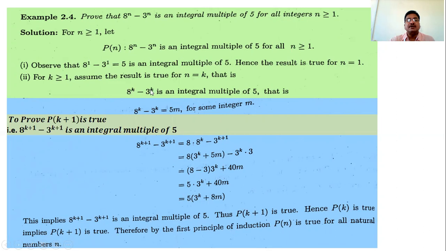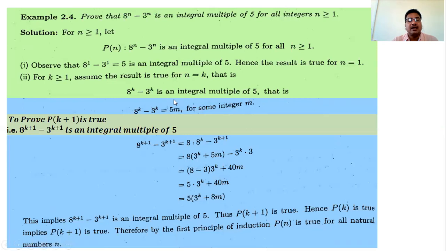What is your assumption? That 8 raised to k minus 3 raised to k is an integral multiple of 5, means it is a multiple of 5. That is, 8 raised to k minus 3 raised to k is expressed in the form 5 into some integer. That is 5 into 1, 5 into 2, 5 into 3. What is the value of m? It is either 1, 2, 3, 4, 5 or any integer. So this is our assumption.